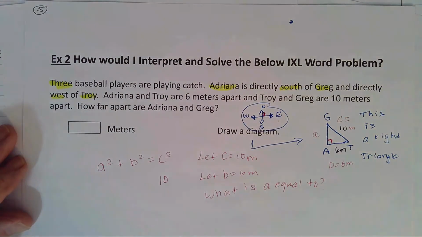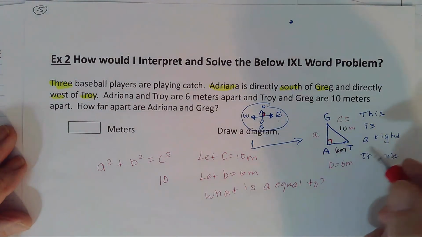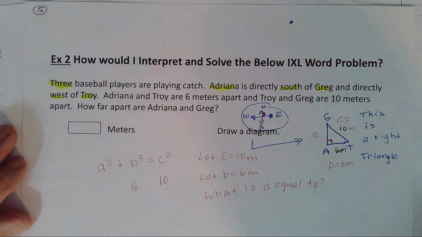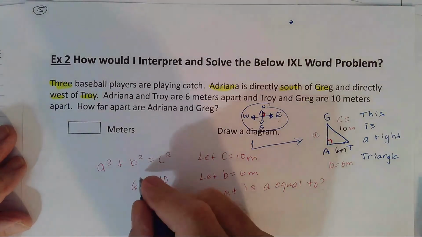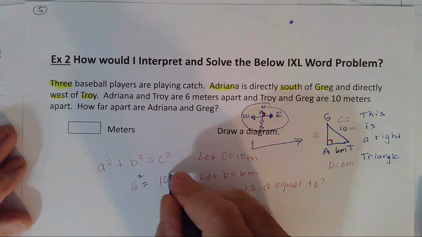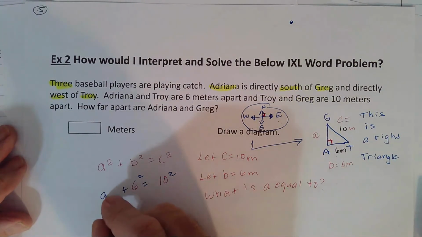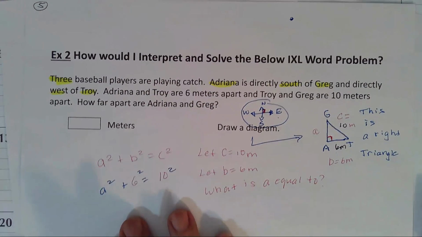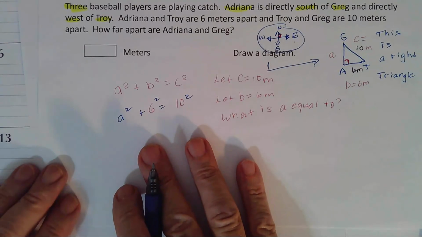And we said that this is going to be our B, so B is 6. And then we're going to square, and then this is our A squared. Okay. So now we've got to solve this equation.